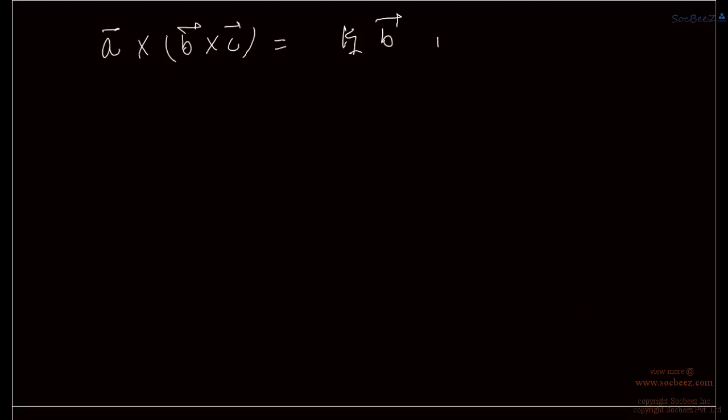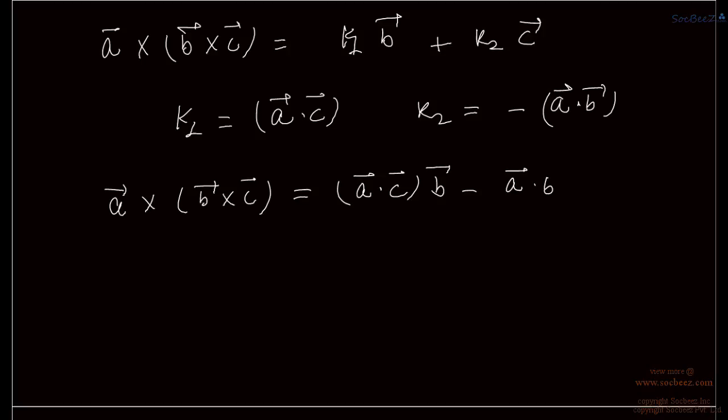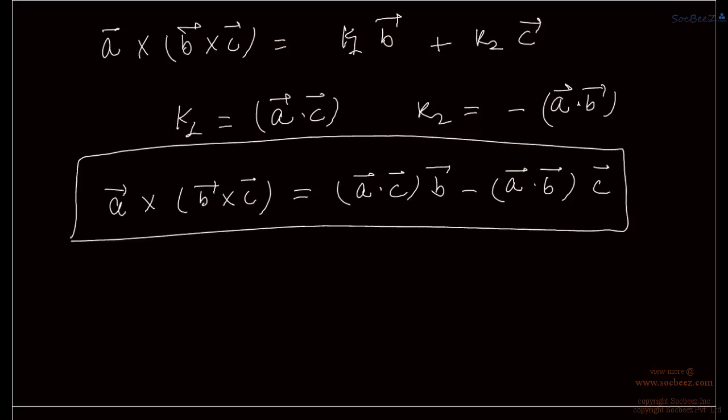I mean K1 B plus some K2 C, okay. So we give value K1 as A dot C and K2 as minus of A dot B. So A cross B cross C is equal to A dot C vector B minus A dot B vector C, okay. So this is all about the vector.